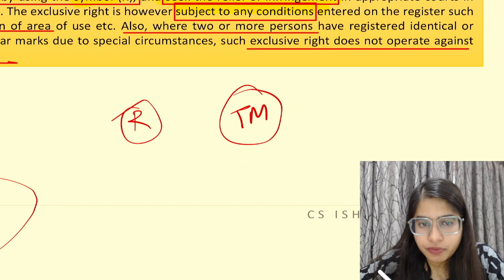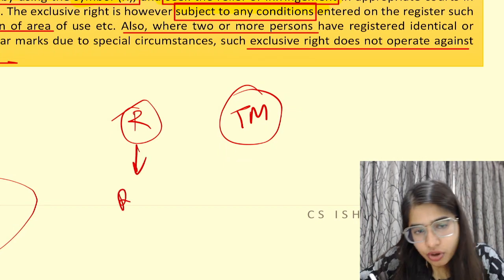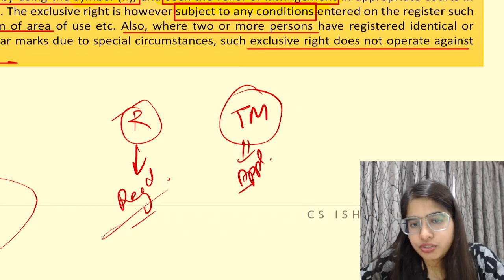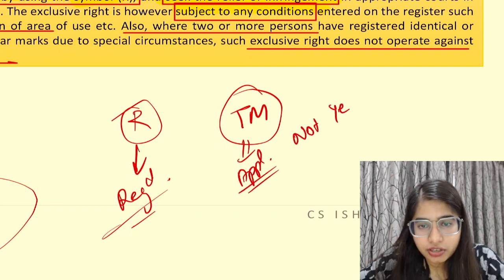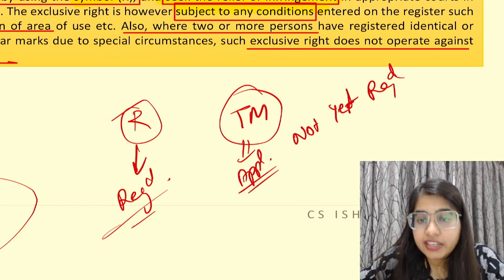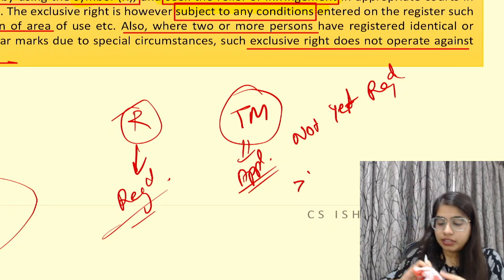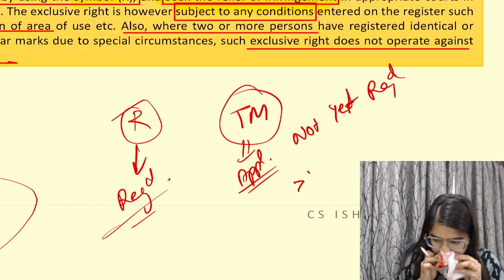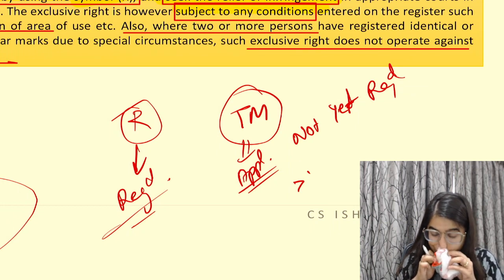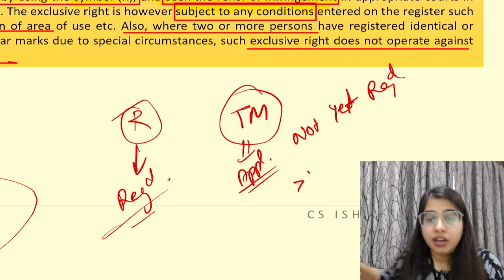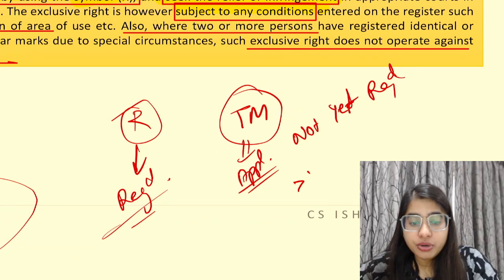What is the difference between the two? R means your trademark is registered. If you are using TM, it means you have applied for registration but it is not yet registered. You know what? It takes more than a year. It takes multiple years. Now it has sped up a little, but earlier it used to take 2 years to register a trademark.